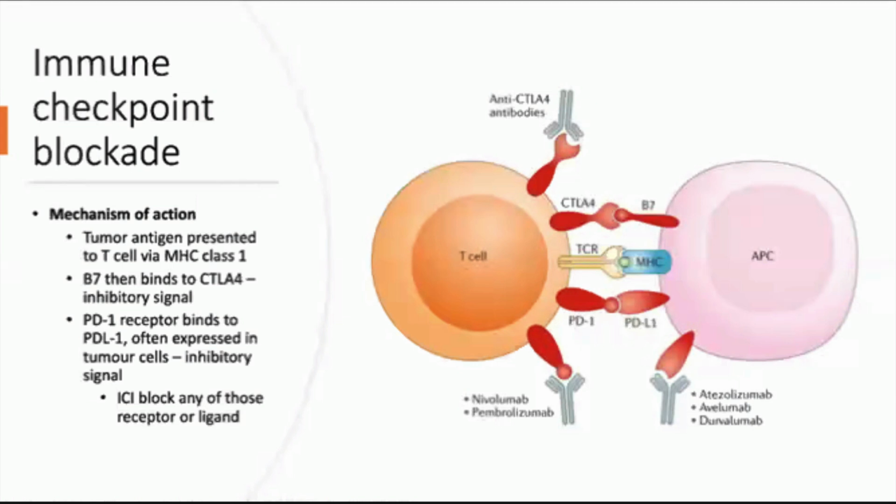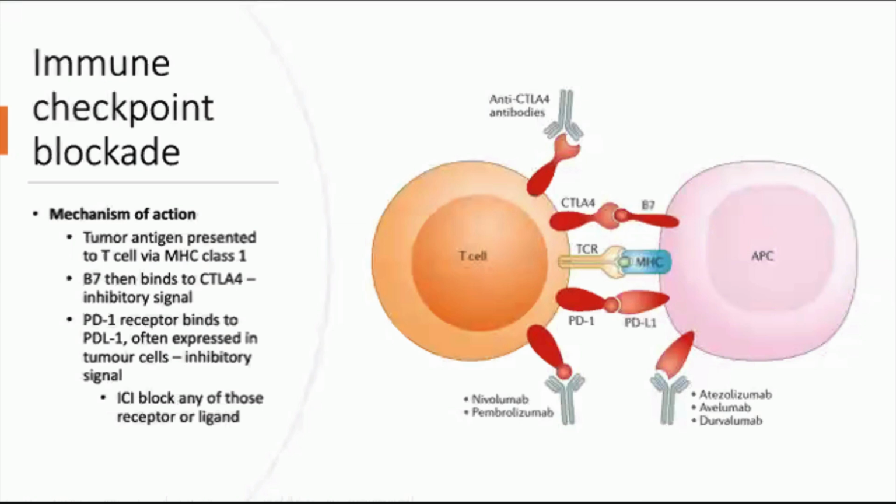The APC will present a tumor antigen, which is going to be complexed to an MHC class 1, to the T cell via their T cell receptor, or TCR, here on the image. At that point, B7 on the APC will bind to CTLA4 on the T cell, which will create an inhibitory signal. But anti-CTLA4 antibodies can inhibit the inhibitory signal by binding to the CTLA4. And then once the activated T cell is in the tumor environment, it can recognize the antigen presenting cell in the tumor and lead to cell death.